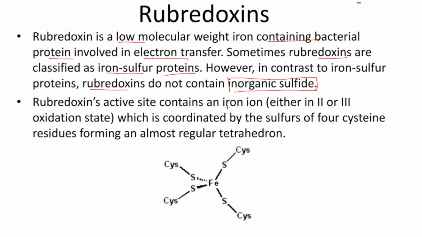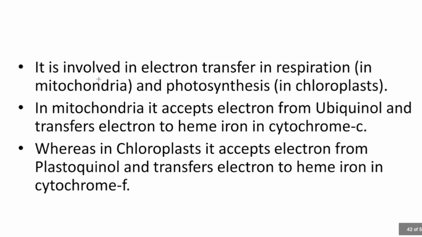The rubredoxin active site contains an iron ion either in +2 or in +3 state, which is coordinated by the sulfurs of 4 cysteine residues, forming an almost regular tetrahedron structure. Now, it is involved in electron transfer in respiration in mitochondria and in photosynthesis in plants. In the mitochondria, it accepts electrons from ubiquinol and transfers electrons to the heme iron of cytochrome-c, whereas in the chloroplast, it accepts electrons from plastoquinol and transfers electrons to the heme iron of cytochrome-f.